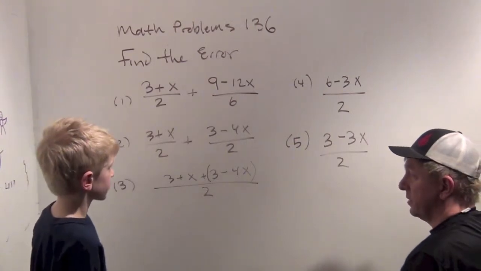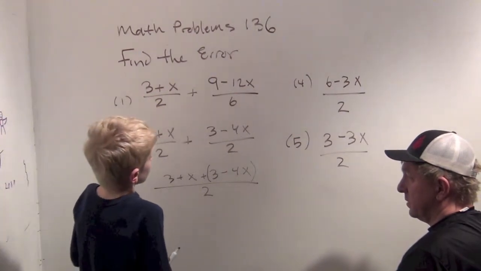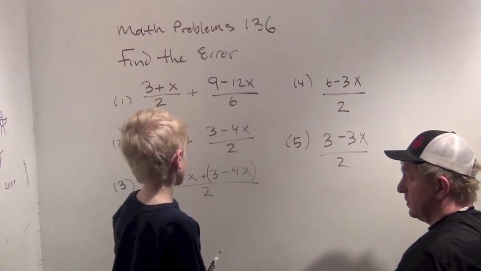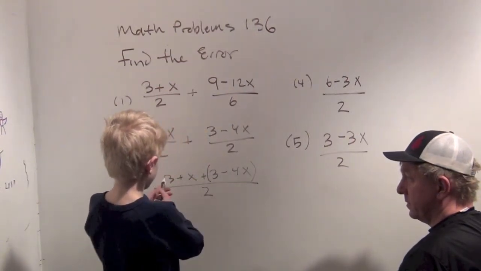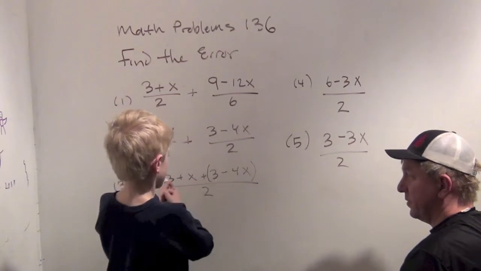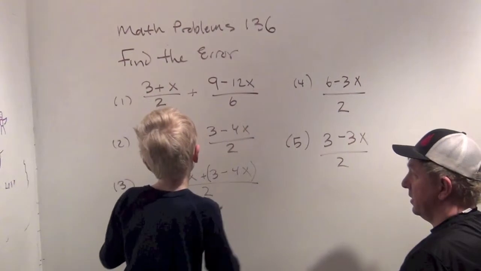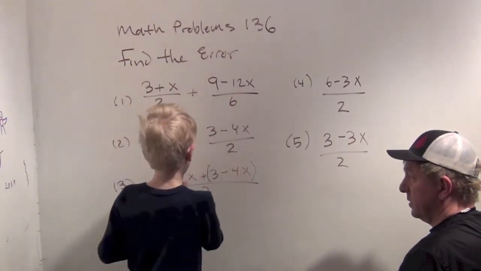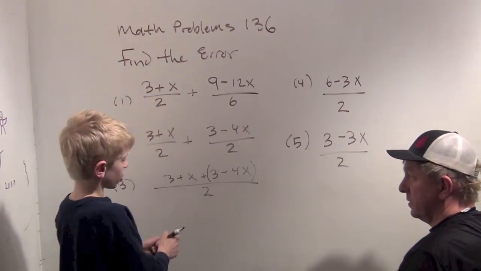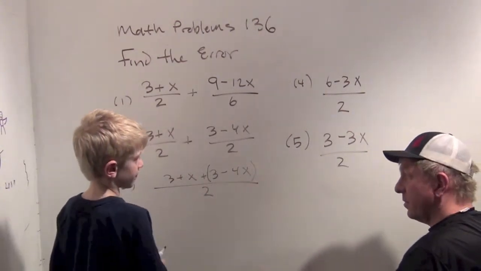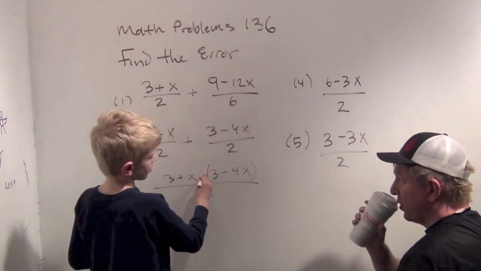What did I do to get to step 4? You simplified a bit and grouped the numbers, this and that together. They're 3 and 3, which makes 6. And the x and minus 4x make minus 3x. But what about those parentheses? I think you have to distribute the plus first.